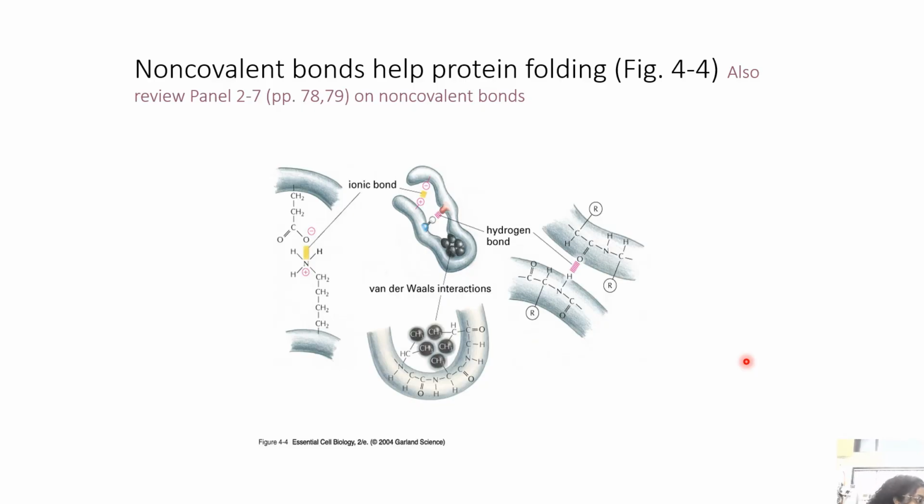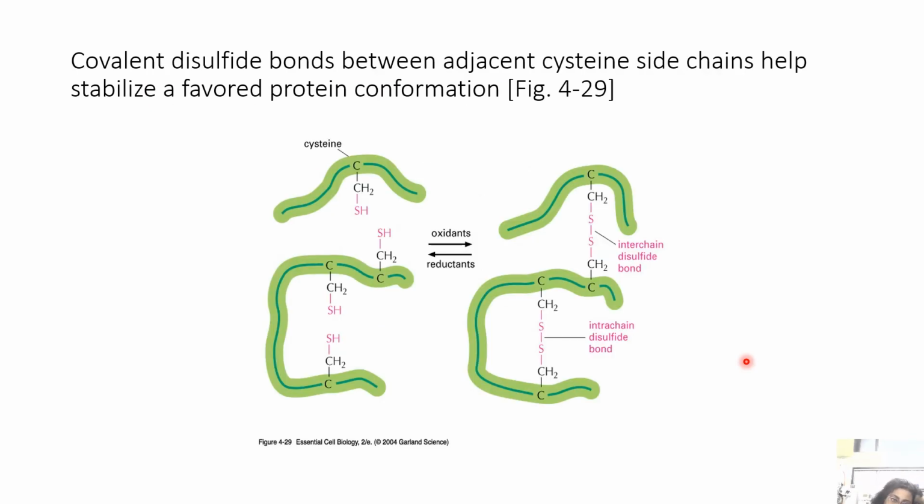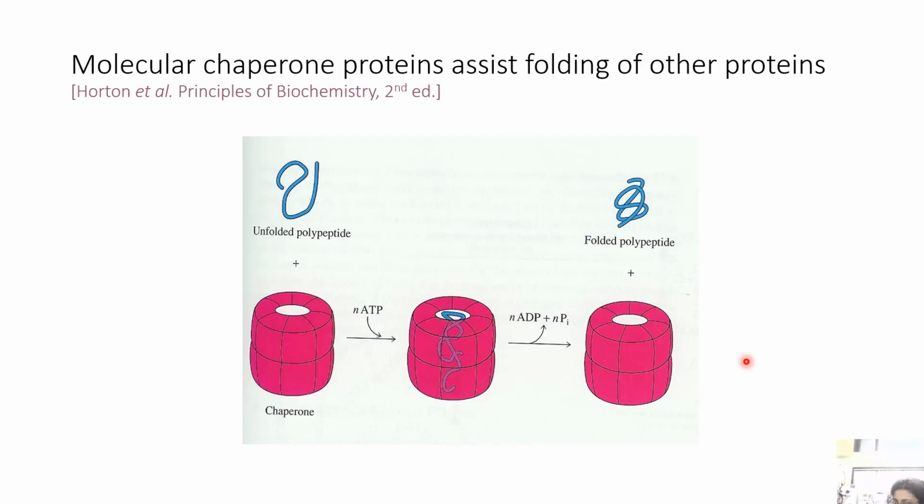Non-covalent bonds help protein folding. Also, if you see over here, covalent disulfide bonds between adjacent cysteine side chains help stabilize a favored protein conformation. Okay, so they are not the direct factors involved in initiators or factors in protein folding. They help stabilize a protein conformation.